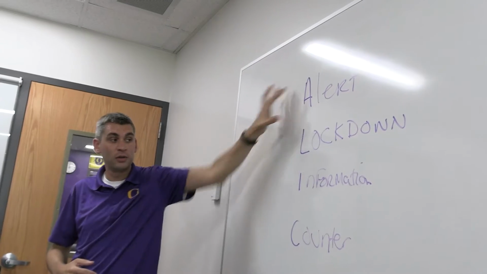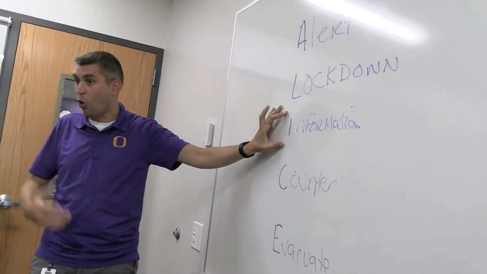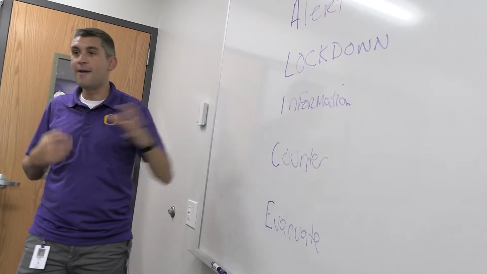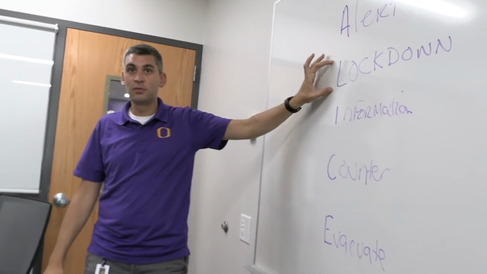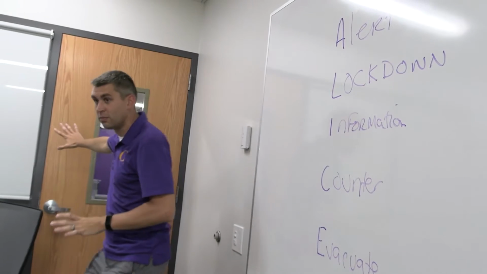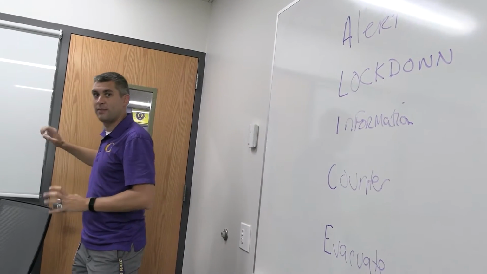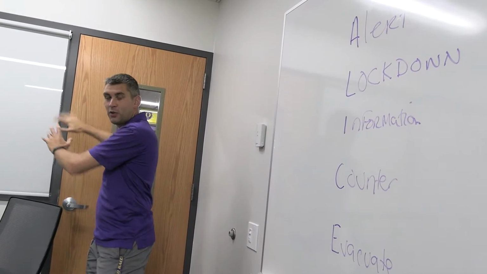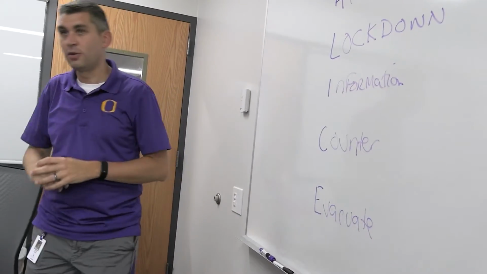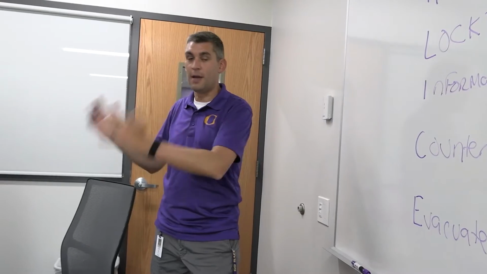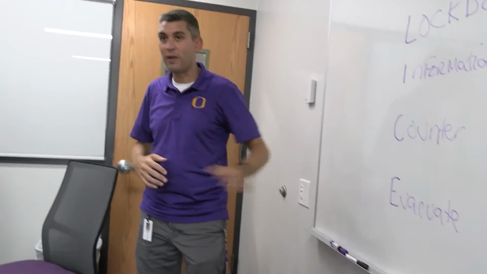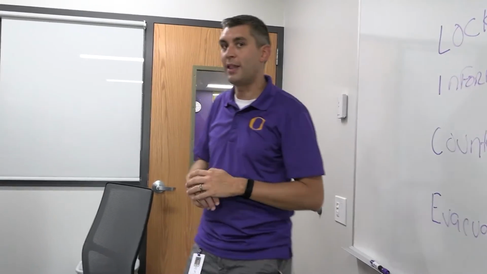So we have the alert, we gather information, and then from that information we can do three things. We can lock down, meaning we barricade the room and we don't let anybody in, because the alert is happening out there and close by. We counter, meaning the alert's close by and we do something to disrupt the intruder. Or we evacuate, and we get out of here and go to our rally points. All right, so let's break that down.